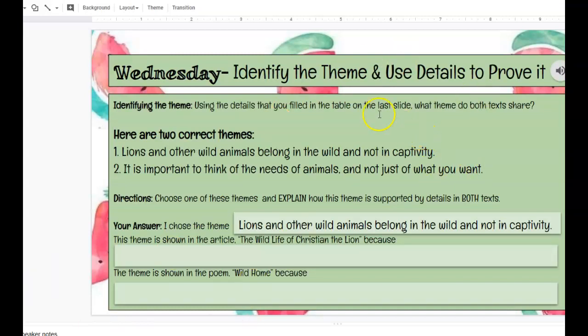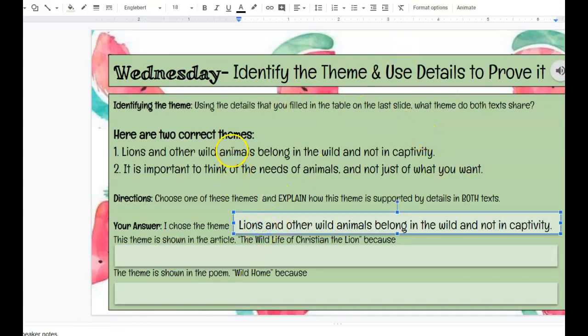And then finally for Wednesday, you are identifying the theme. So you're choosing either the first theme, that lions and wild animals belong in the wild, not in captivity, or you're choosing the second theme, that it's important to think of the needs of animals, not just what you want. The first thing you're going to do is copy and paste whatever theme you chose into the first line. Then you're going to explain to me, how is the theme related to the Wild Life of Christian the Lion, the story, and how is it related to the poem as well?